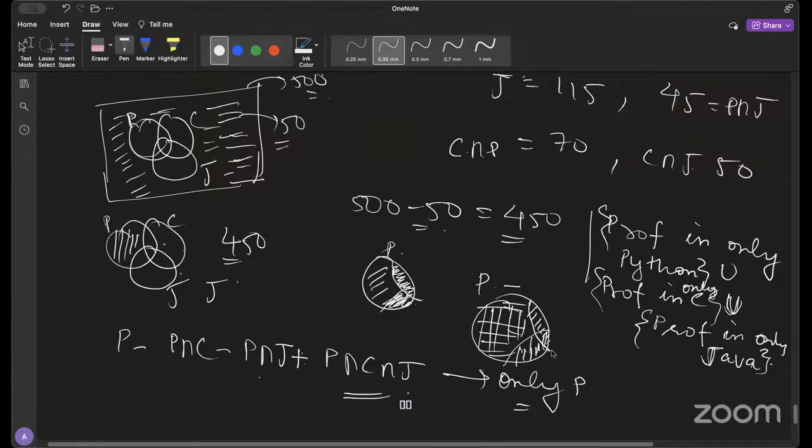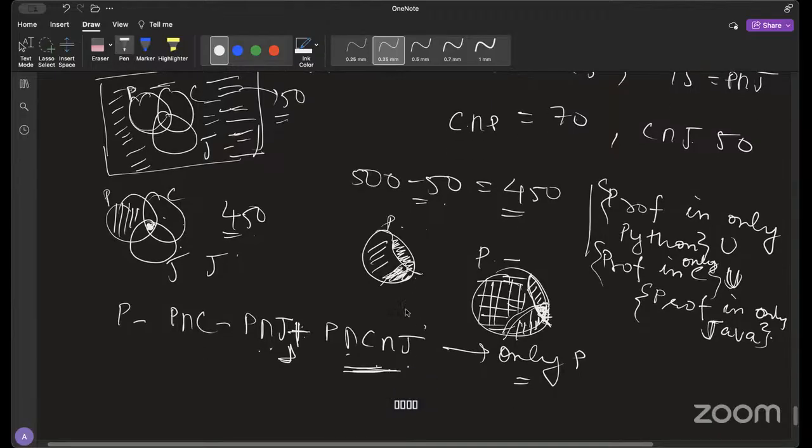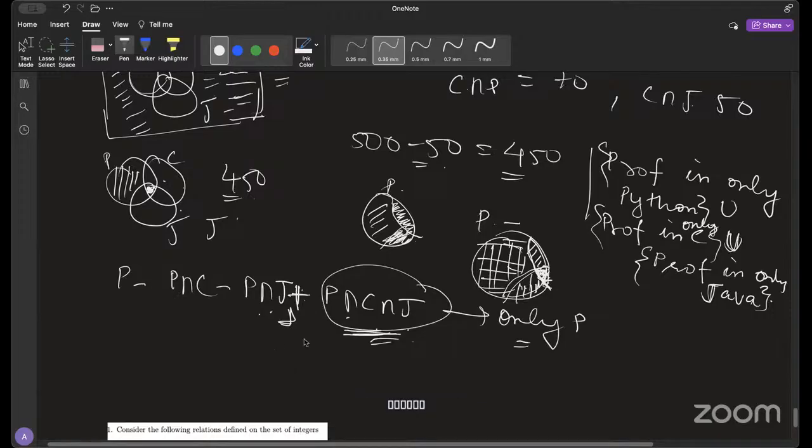So first you subtract this one, which is P intersection C. Then you subtract this one, P intersection J. But in this process, till this part, you've subtracted this intersection 2 times. Once when you subtracted this part, then the other time when you subtracted this part. You've subtracted this part 2 times. That's why we are adding it 1 time. Is it fine? Is this part clear to everyone? Yes, ma'am. Got it, ma'am.